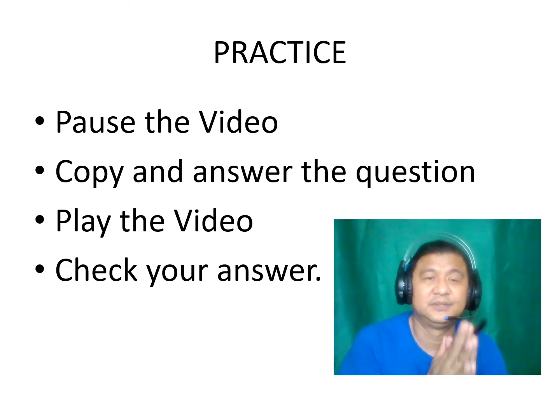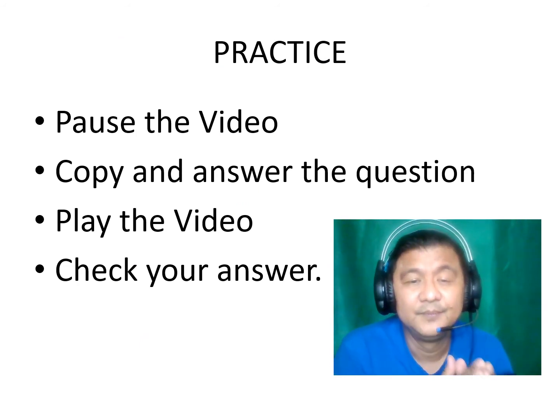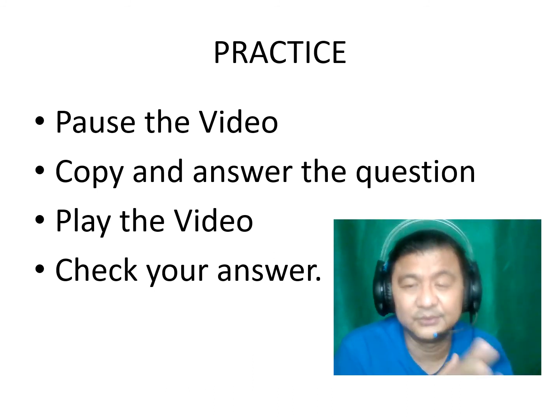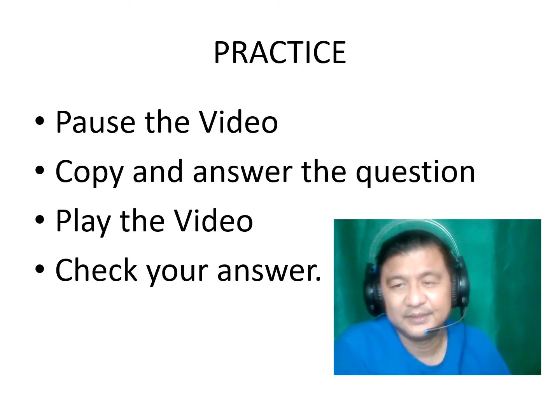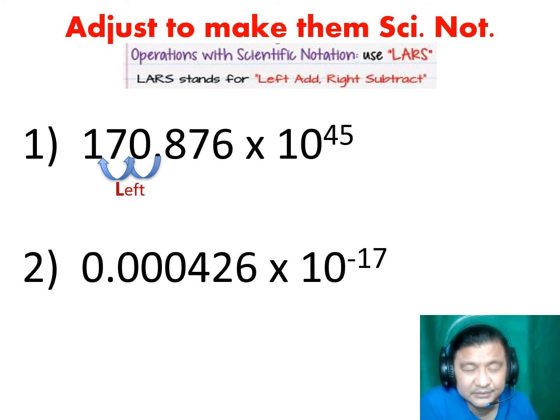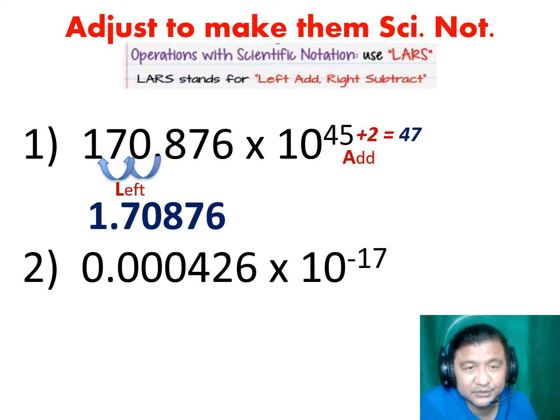At this point, pause the video, copy and answer the question, and then play the video again so you can check your answer. Ready? Here we go. Pause. Answer. Ready? Okay, so move 1, 2. You will move to the left, therefore add 2, therefore 1.70876 times 10 to the 47.